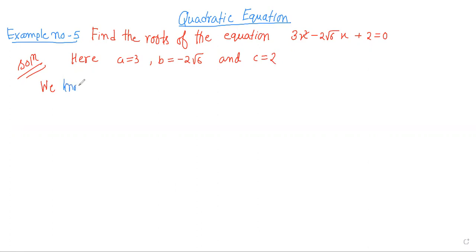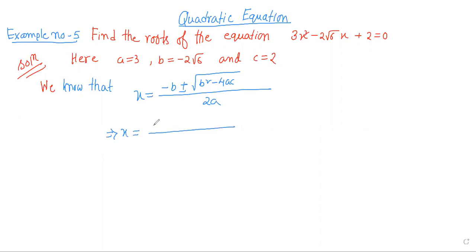So we know that x is equal to minus b plus minus root over b square minus 4ac by twice a. So here this implies x is equal to, what is the value of b? B means minus 2 root over 6. So we will write it.